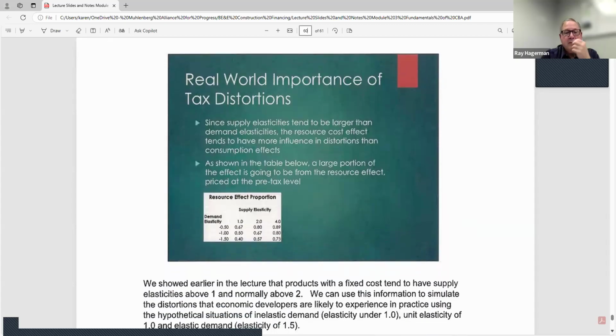Real world importance of tax distortion. Sometimes, building a table like this using your demand elasticity and supply elasticity, you can tell that since supply elasticities do tend to be larger than demand elasticities, we talked about that in our discussion last week, the resource cost effect tends to have more influence on distortions than consumption effects. That stands to reason as well.